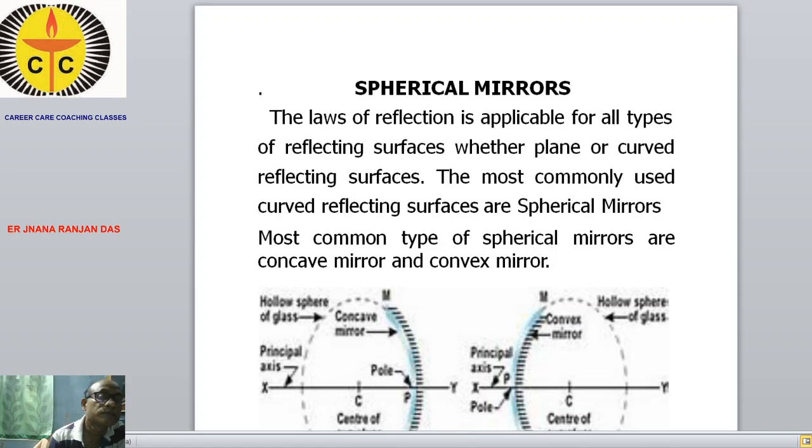You know that the laws of reflection are not only applicable for a plane mirror, they are also applicable for a reflecting surface of any shape, or a curved reflecting surface. The most common curved reflecting surfaces we take are spherical mirrors.